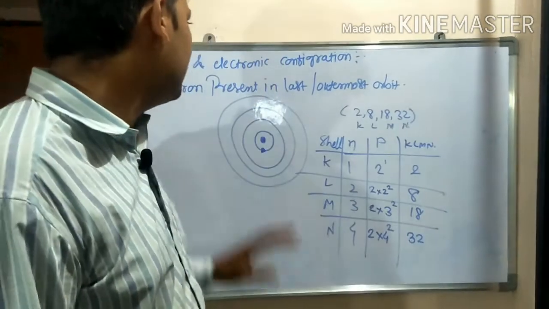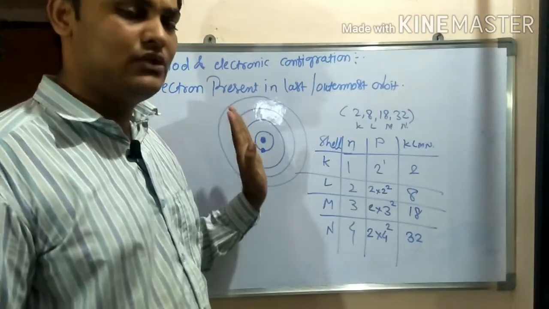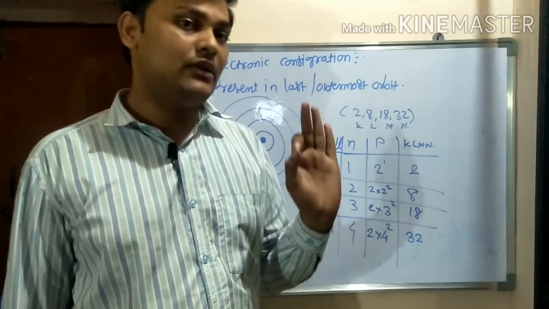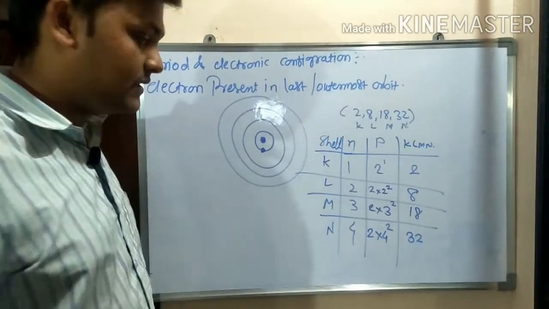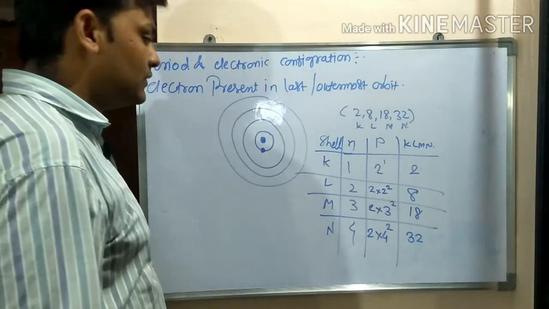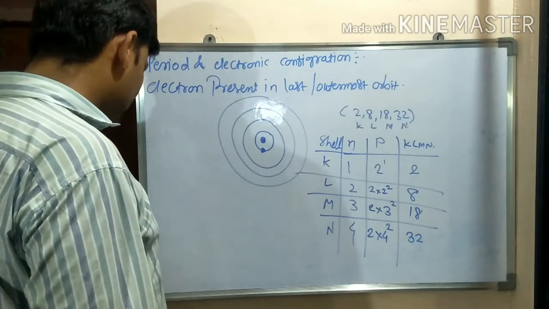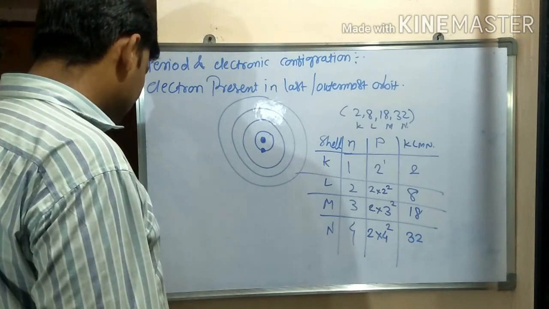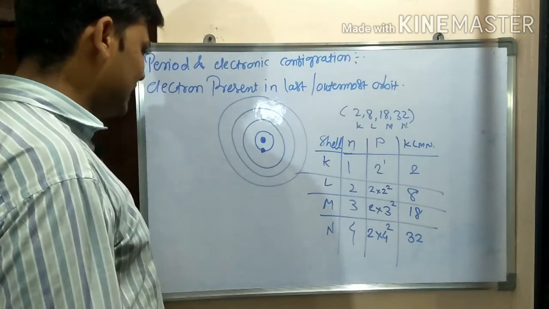Today we have just taken the period and electronic configuration of elements, in which we will again take some examples. To start with the next example, we will take beryllium, whose valence is 4.